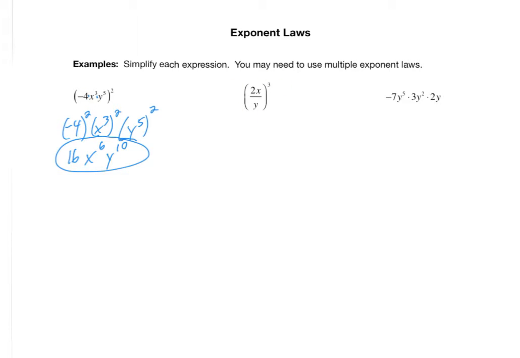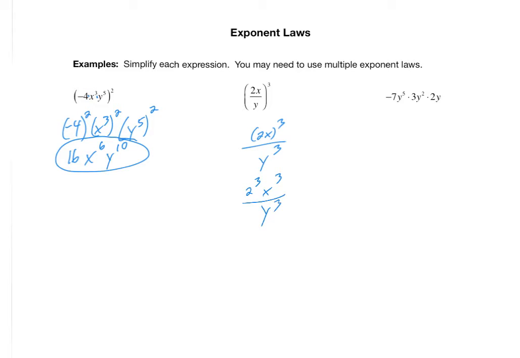In this case, we've got a fraction raised to a power. And one of the exponent laws tells us that if we've got a fraction raised to a power, we raise the numerator to the power and the denominator to the power. But now, this top, we've got a product here raised to a power. So that means we need to raise each factor to the power. The 2 gets raised to the 3rd power, and the x gets raised to the 3rd power. So you got 2 to the 3rd power times x to the 3rd power over y cubed.